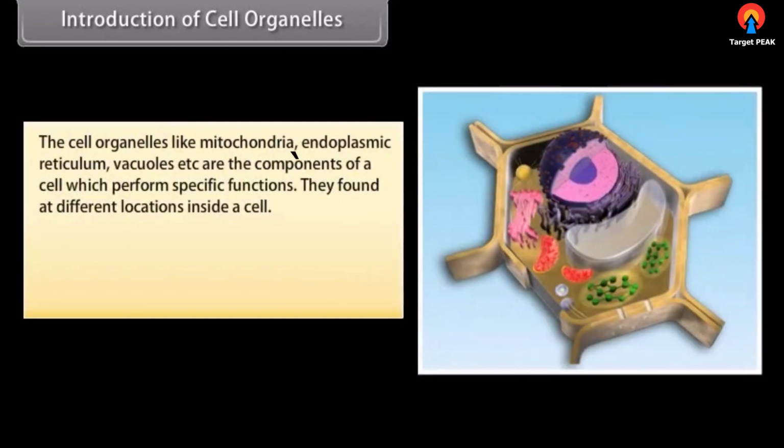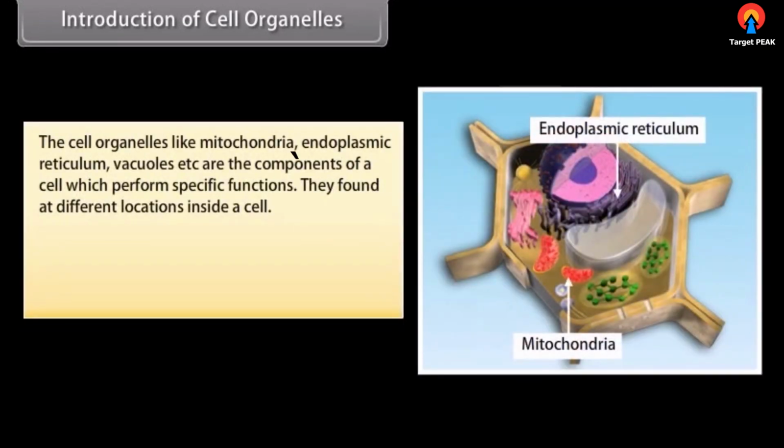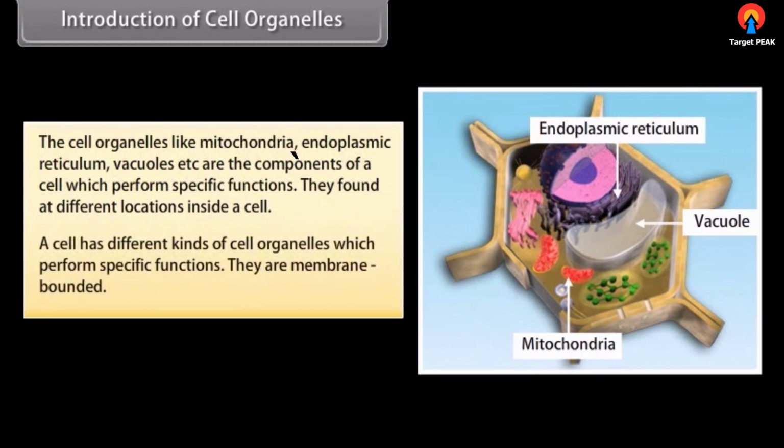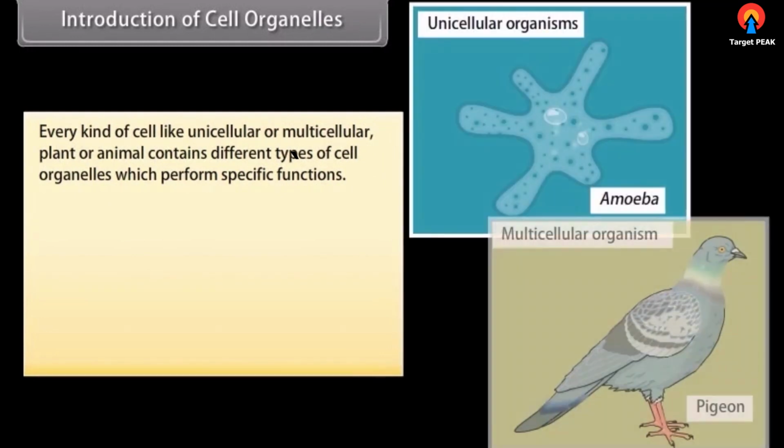Introduction of cell organelles. The cell organelles like mitochondria, endoplasmic reticulum, vacuoles, etc. are the components of a cell which perform specific functions. They are found at different locations inside a cell. A cell has different kinds of cell organelles which perform specific functions. They are membrane-bounded. Every kind of cell, like unicellular or multicellular, plants or animal, contains different types of cell organelles which perform specific functions.